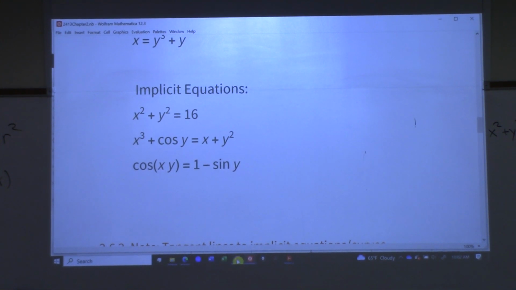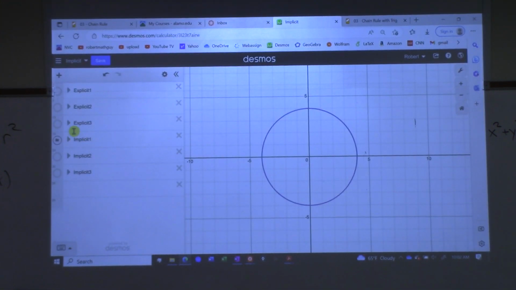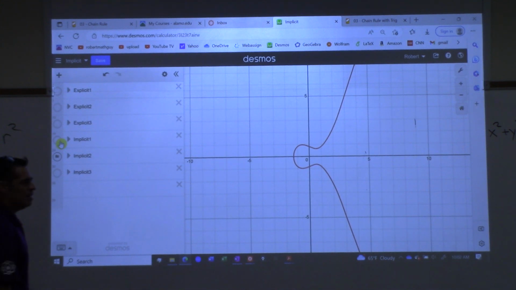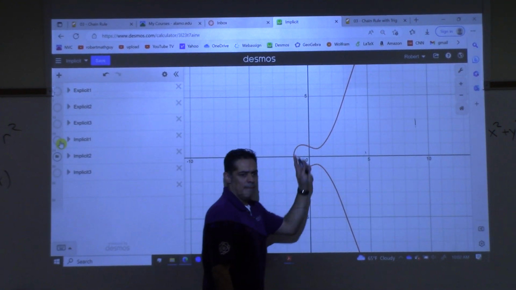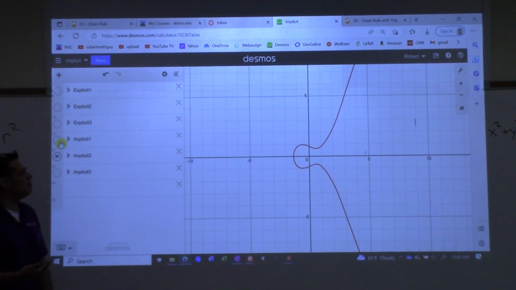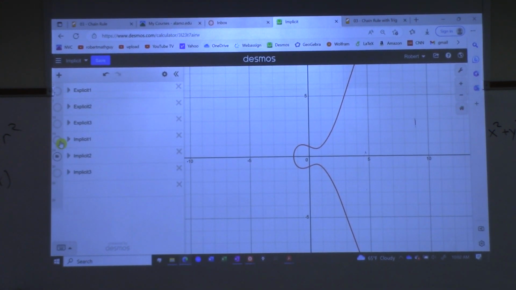Ready to see that graph? Huh. Kind of weird looking graph, isn't it? Does it pass the vertical line test? No, right? But does it make sense that we should be able to find tangent lines on there?